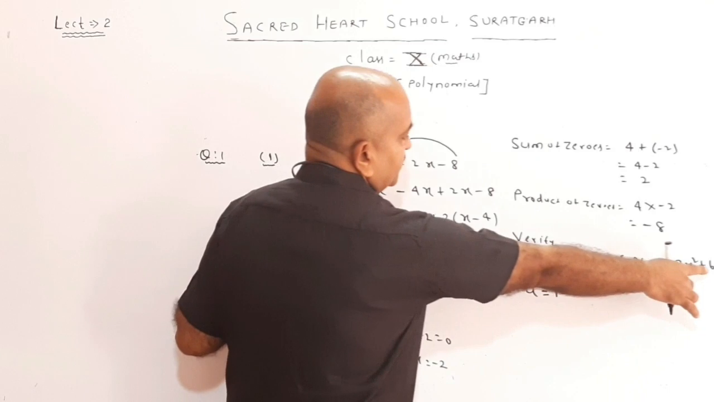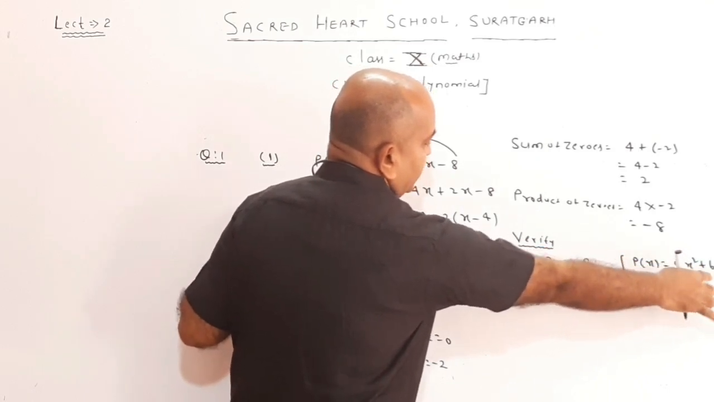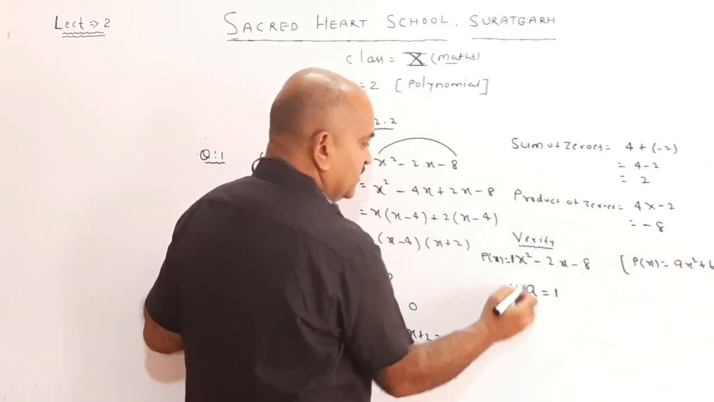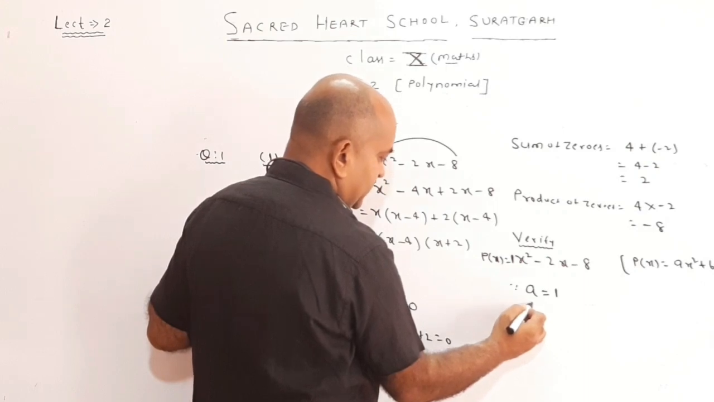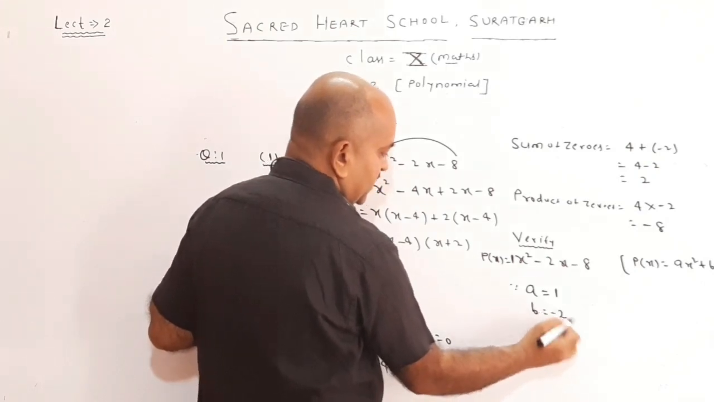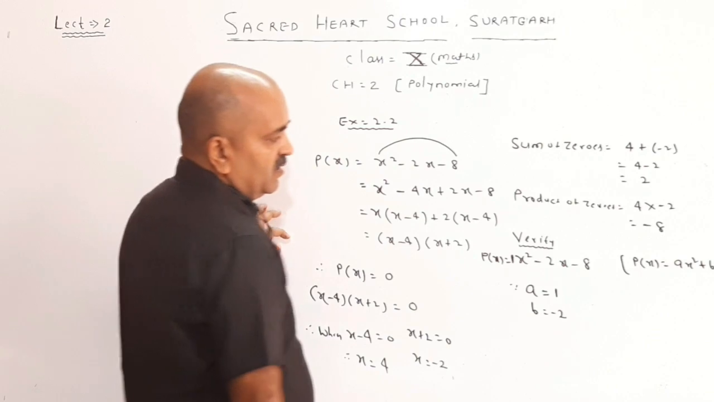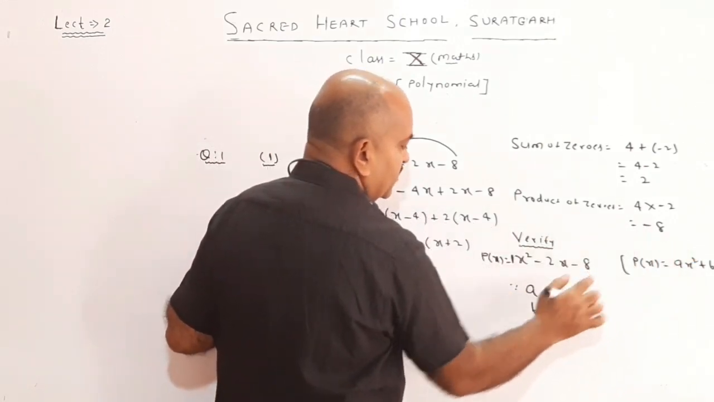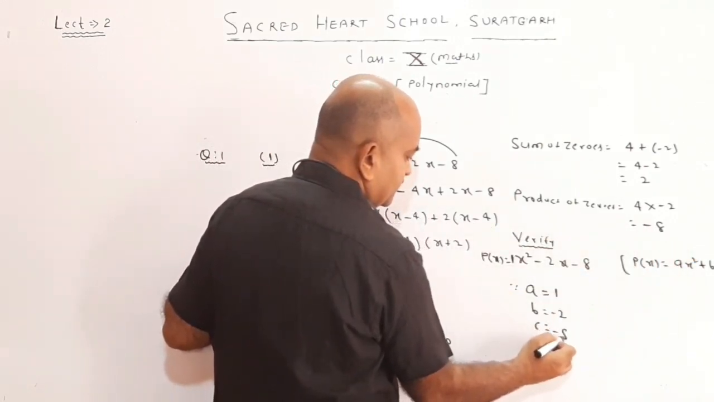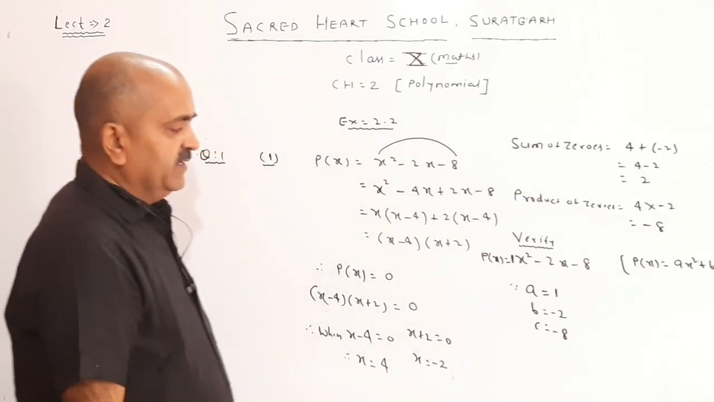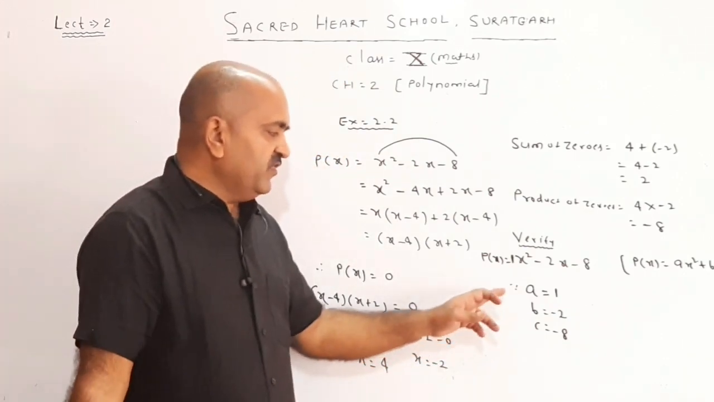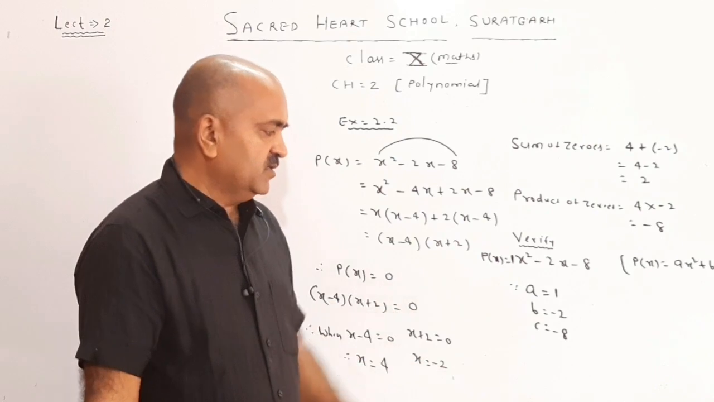After that, students, we find b. Coefficient of x, b. What is the coefficient of x? Minus 2. It means b equals minus 2. And c means constant term. What is the constant term? Minus 8. So first we find its coefficients.